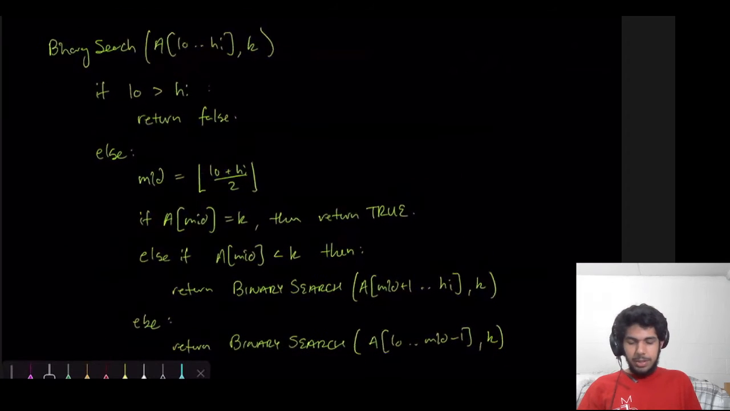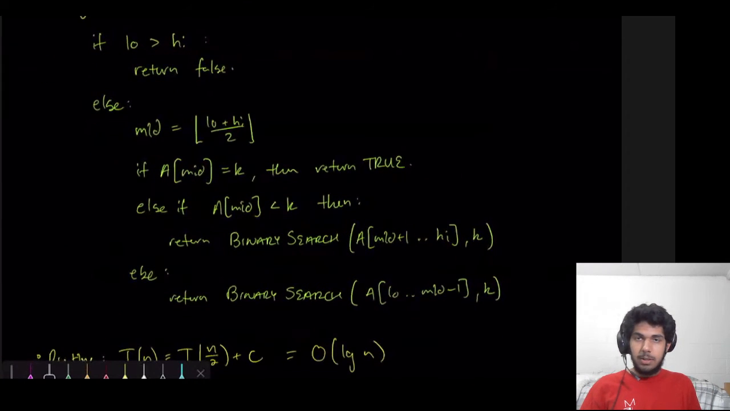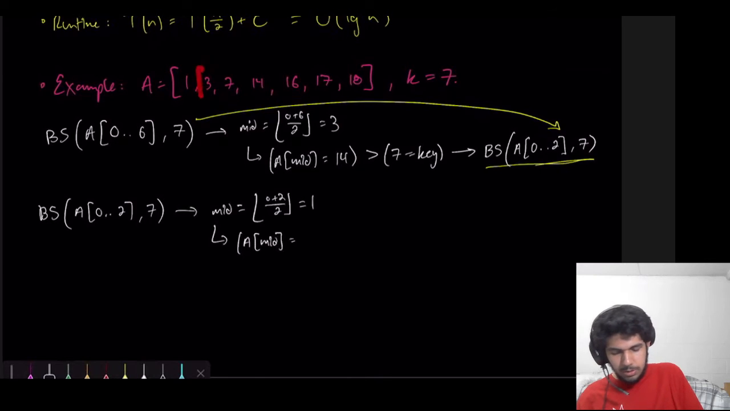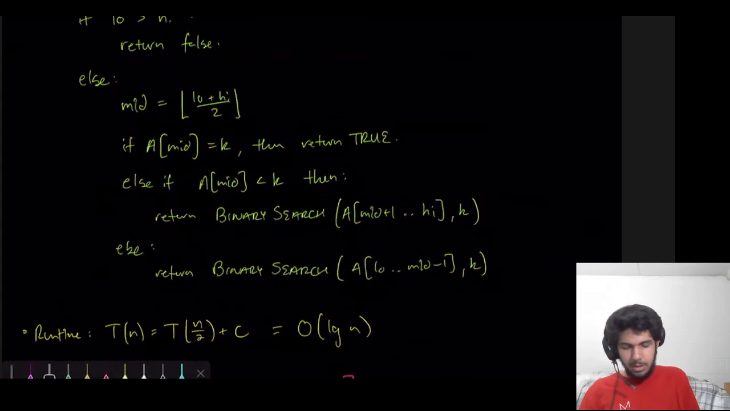We check, is low greater than high? It's not. 0 is not greater than 2. So mid is equal to the floor of low plus high over 2, which is 0 plus 2 over 2. That's equal to 1. Then we want to compare A of mid to our key. A of mid is equal to 3, and that's less than 7, which is our key. If we scroll back up, we do not hit this first if condition, but we do hit the second condition. So we do binary search on mid plus 1 to high.